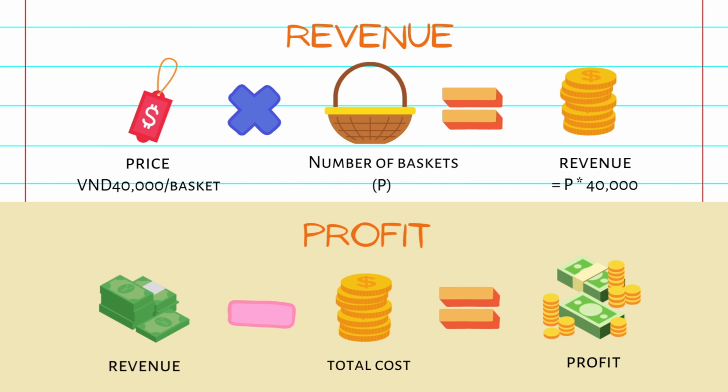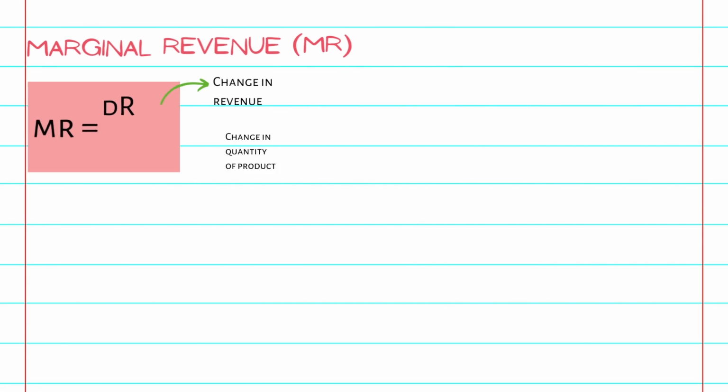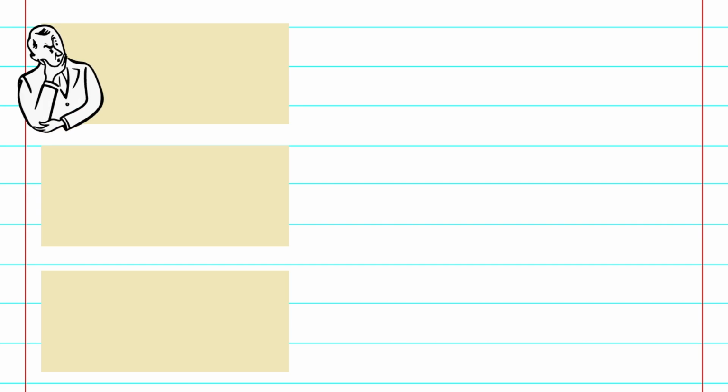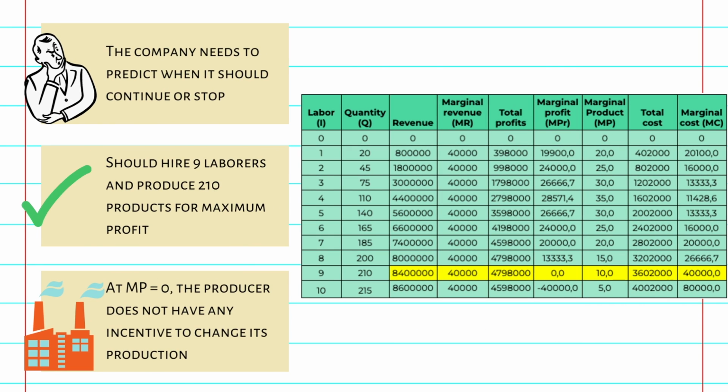So from this table here, we can get some important points. First, because of the law of diminishing returns, if the business expands its production to a certain point, the company stops gaining profits and starts losing money, as MP decreases and MC increases. Therefore, the company needs to predict when to continue or stop the business to prevent losses.